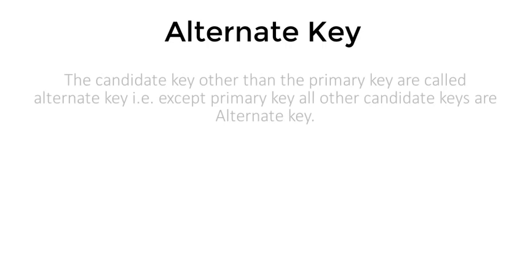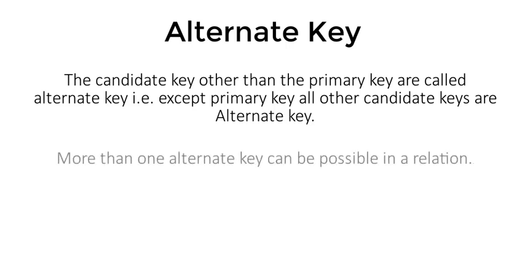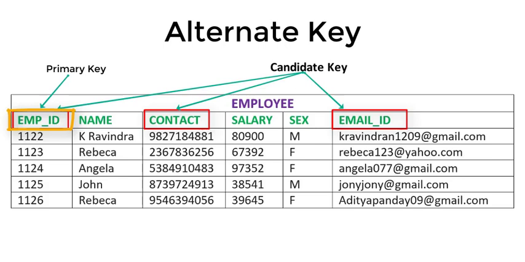Alternate key. The candidate keys other than the primary key are called alternate keys. That is, except the primary key, all other candidate keys are alternate keys. More than one alternate key can be possible in a relation. Here in the table employee, EMP-ID is a primary key, so contact and email ID are alternate keys.